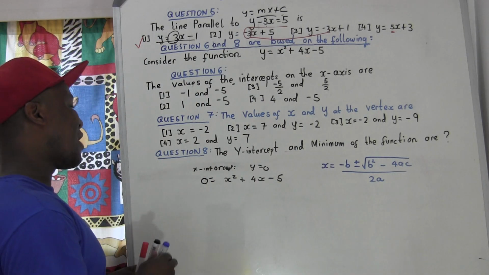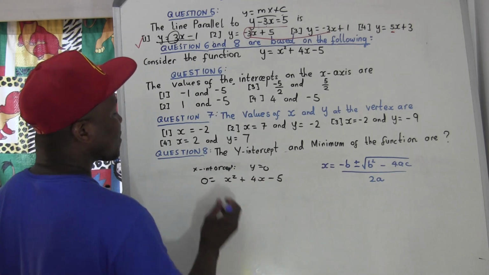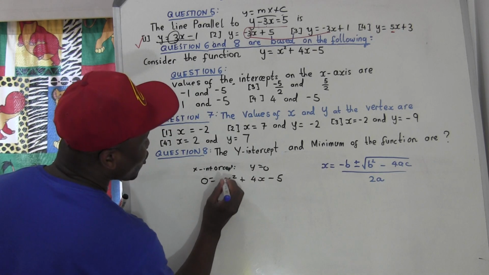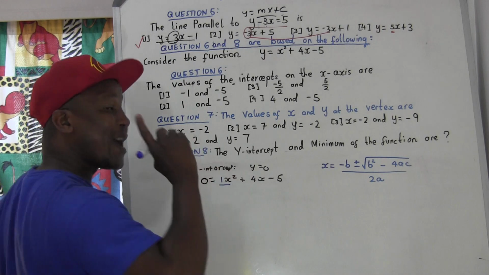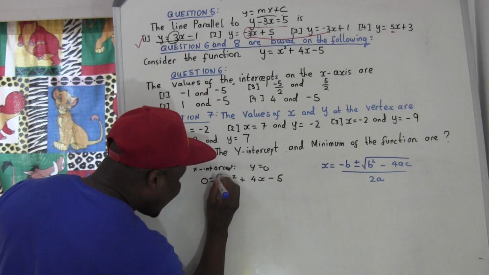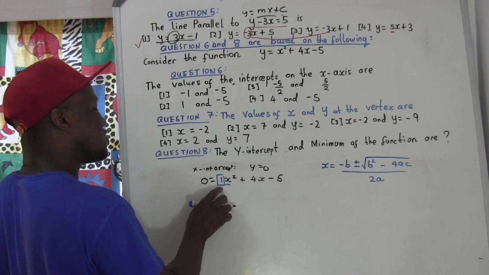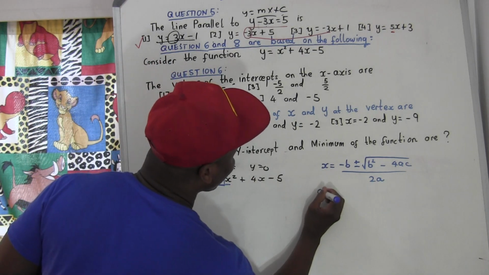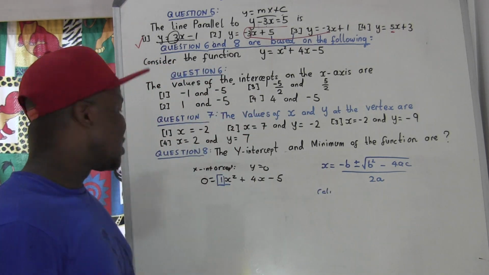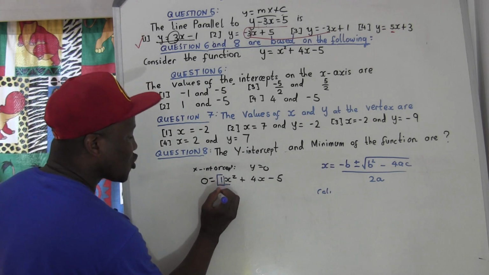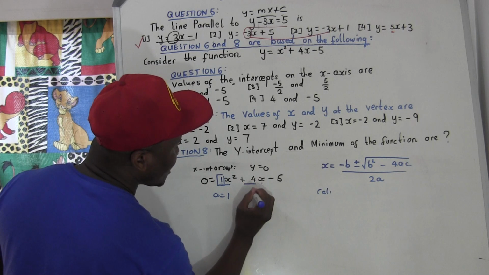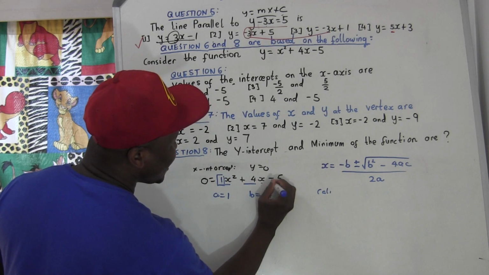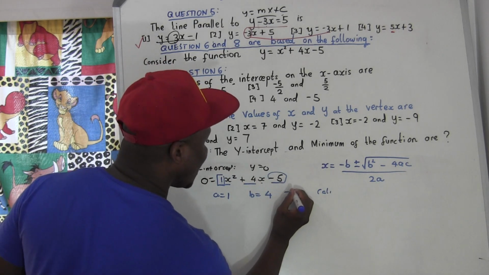So what is a, what is b, what is c? A is the number right before x squared. Don't say a is the x squared itself. Here there is no number, which means it's 1, just like if somebody says calculator, that means 1 calculator. So a equals 1. B is the number which has only x, so b equals 4. And c is the last number, which has no x, which is negative 5.